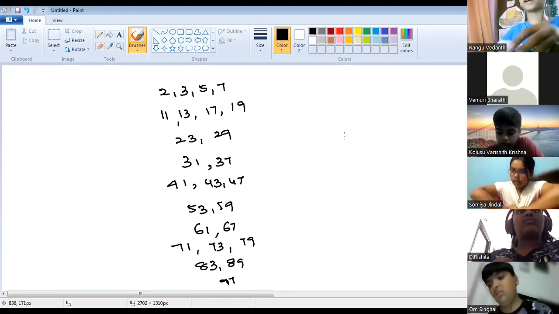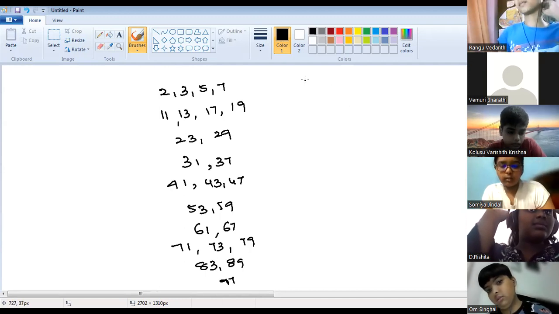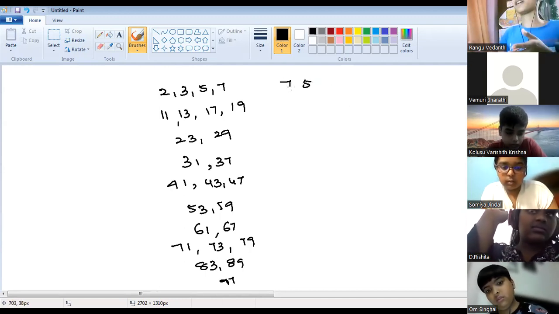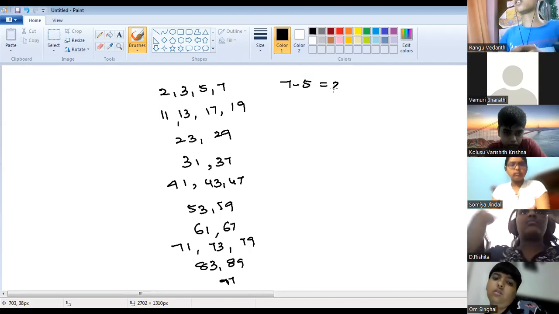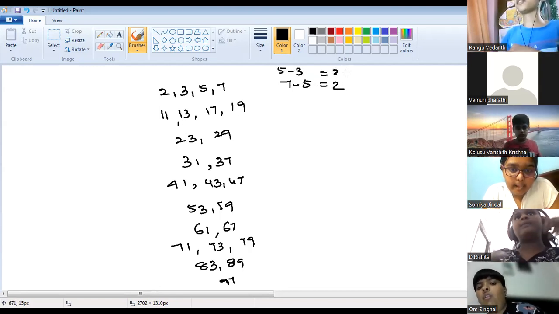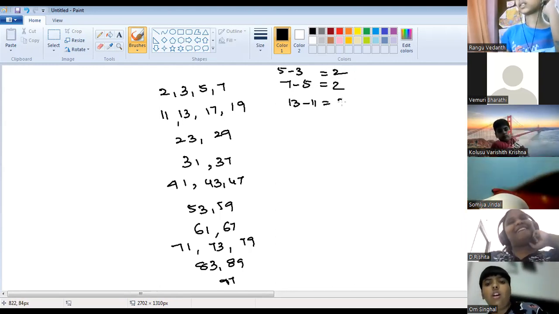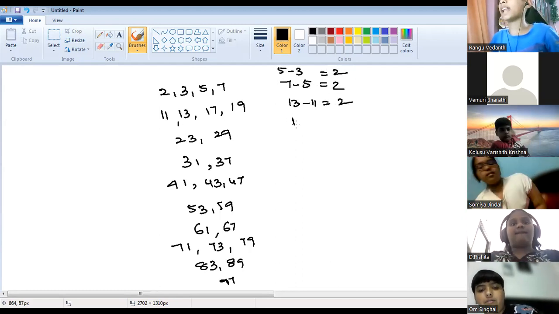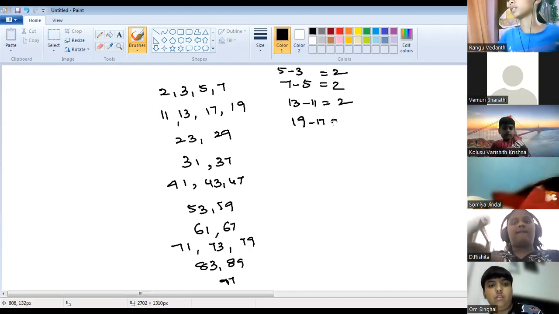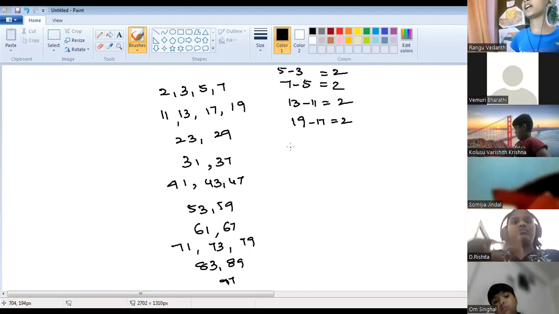Ma'am, they are like 5, 7. Very good. The difference between 5 and 7 is 2. Like that, 3 and 5, difference is 2. The difference between 11 and 13 is 2. And 17 and 19, difference is 2. Ma'am, 11 and 13, 17 and 19.